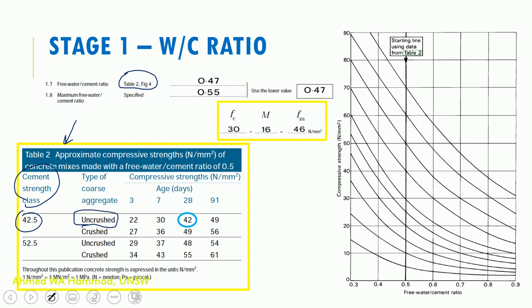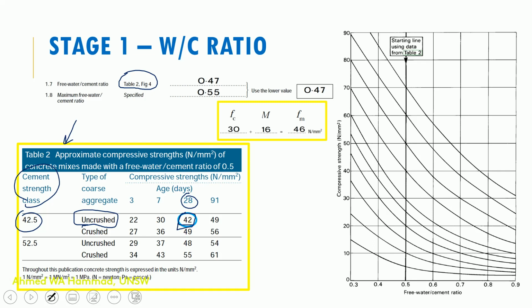And we need the compressive strength. So we need the age at which we're assessing the compressive strength. In our case, the client had specified it's the 28-day strength. And so the value that we're concerned with is 42.